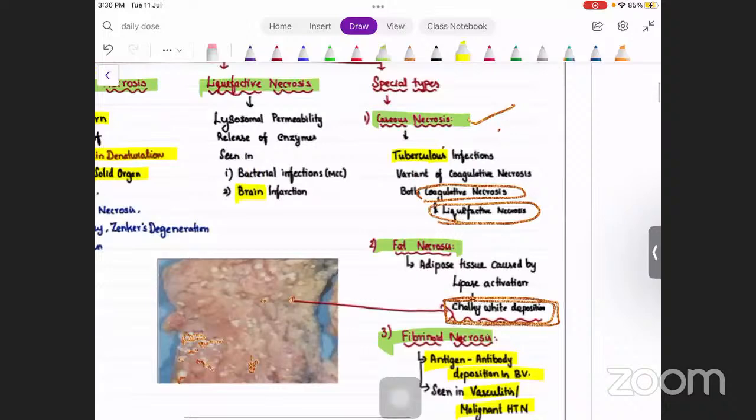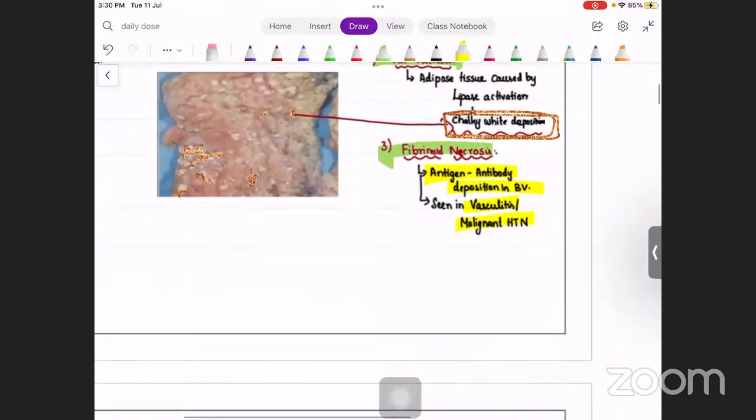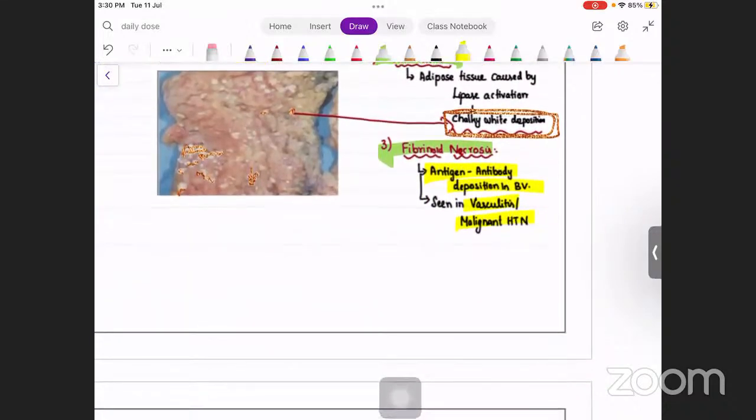It is a liquefactive necrosis. What type of necrosis is seen in vasculitis patient? Fibrinoid necrosis. What type of necrosis is seen in the heart? Myocardial infarction, that is a coagulative necrosis.